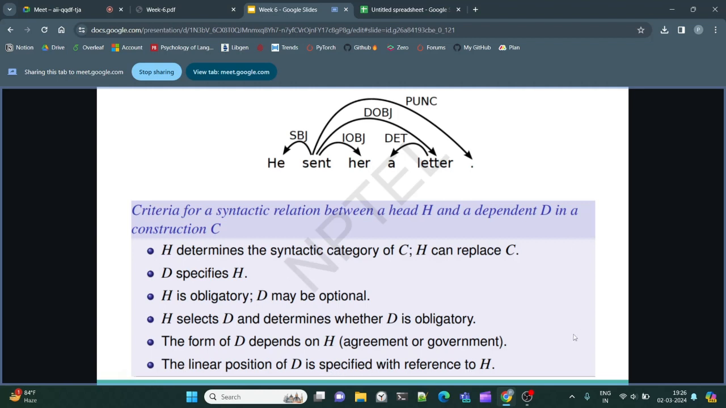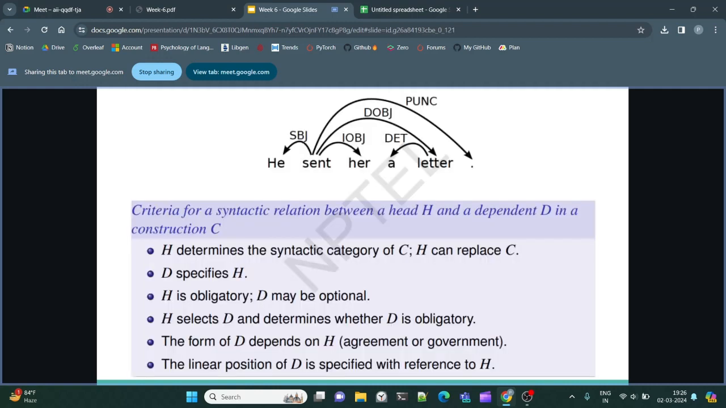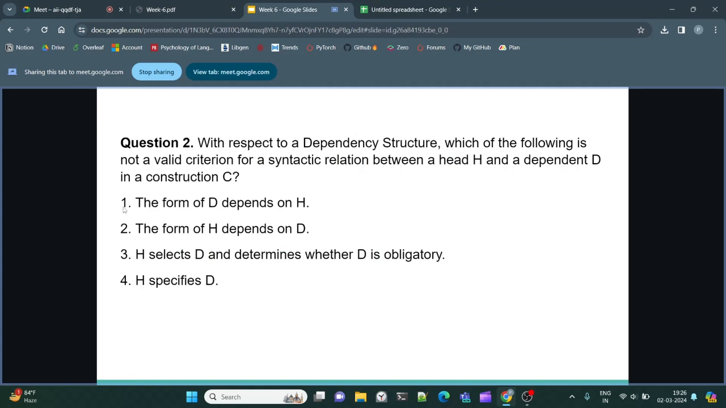So these are the different criteria. Based on that, we know that 2 and 4 would be the invalid options. As correctly explained by Archana, option 1 is correct. Option 3 is also correct, as we just discussed. The remaining 2 and 4 are incorrect. They are actually the opposite of the valid criteria, which makes them invalid. So 2 and 4 are the false statements here.